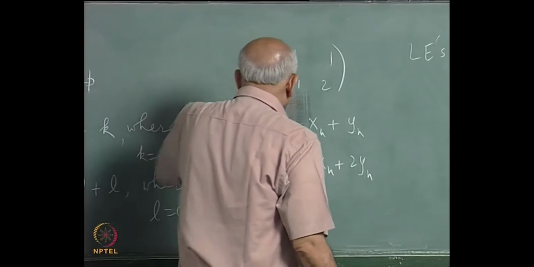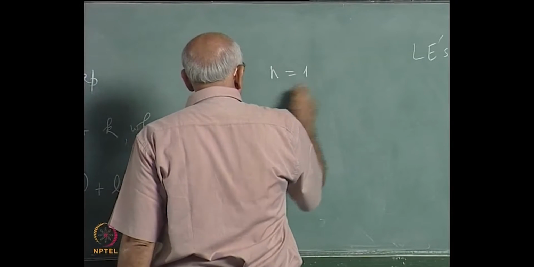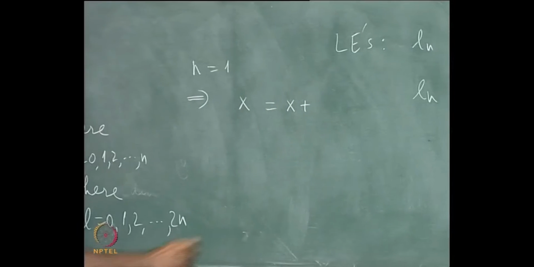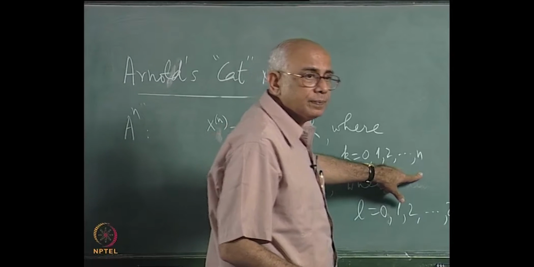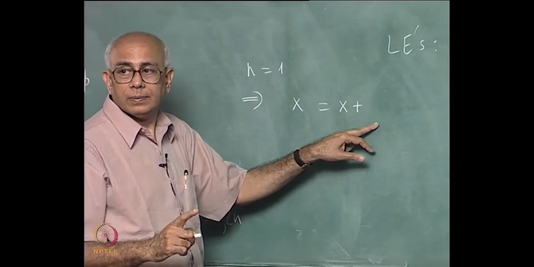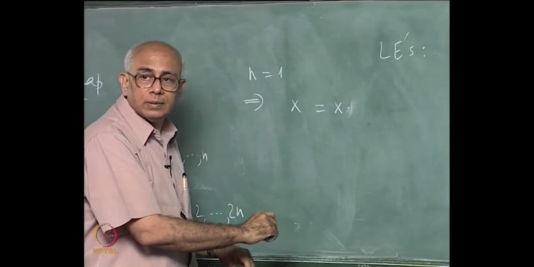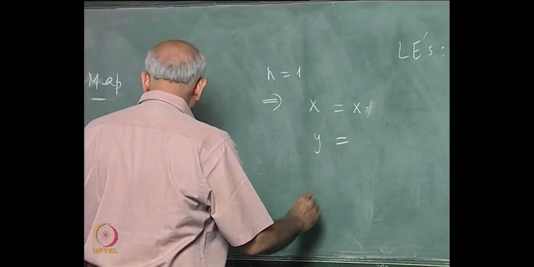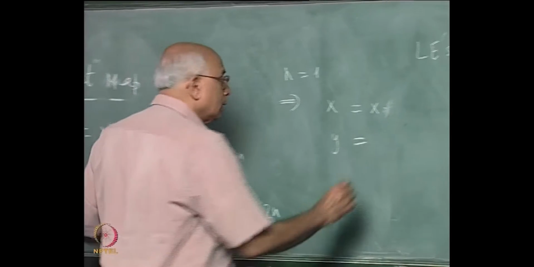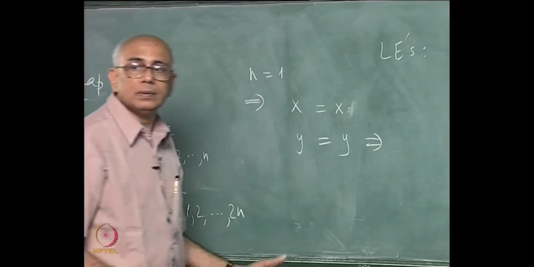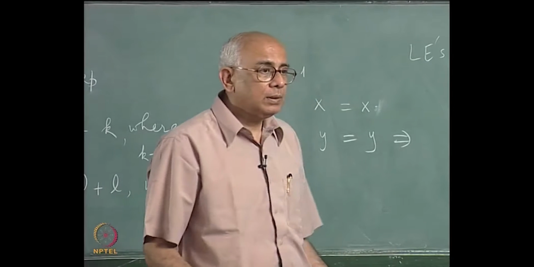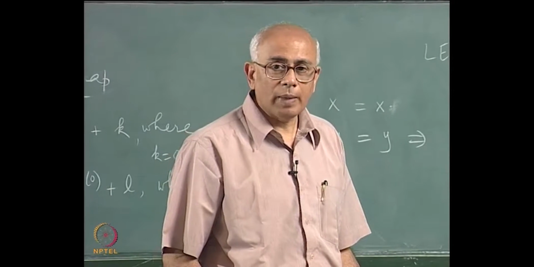So let us look at the map itself. So n equal to 1 implies that any fixed point must satisfy x equal to x plus k, where k can be either 0 or 1. But now I impose the modulo 1 condition. So what is the only possibility here? 0. So it must satisfy this. Similarly, y must be equal to y plus, and the only thing you can have here is a 0. Under iteration, what is the only fixed point now? This is the only fixed point. The origin is the only fixed point of this map, nothing else.